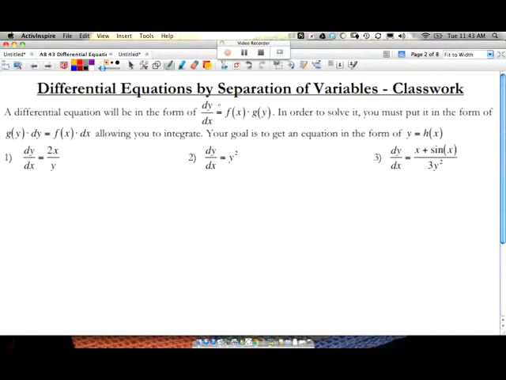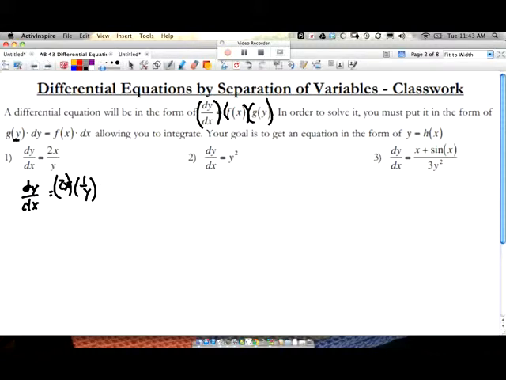So we start out with a bunch of derivatives: dy dx, dy dt, dx dt. It doesn't matter. There's two variables here. Then we're going to have two functions, an f and a g, you could say. One's going to be in terms of one variable, the other one's in terms of the other variable. So for example, this first one, it's kind of like saying dy over dx is equal to 2x, and then over here we could also say 1 over y. So we have two functions, each a separate variable, and a dy dx.